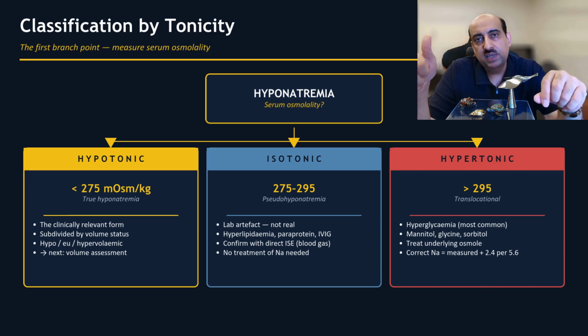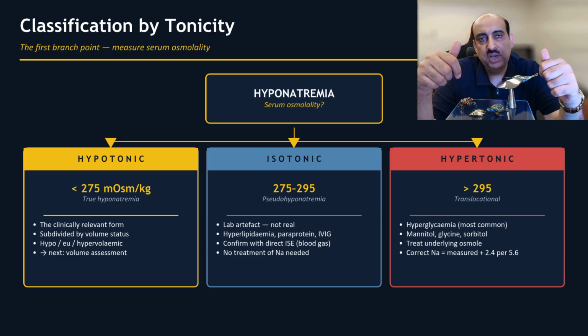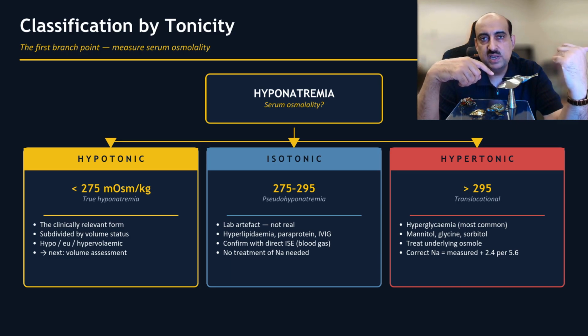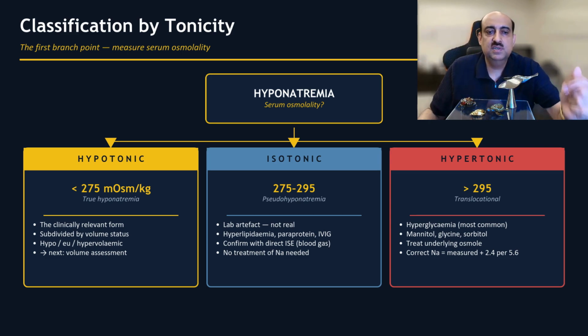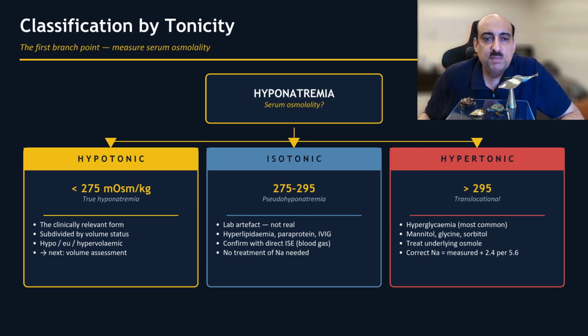The second one is isotonic hyponatremia with osmolality of 275 to 295, which we discussed in our previous slide, which is the pseudohyponatremia. And it is a lab artifact we have already discussed. The third one is hypertonic hyponatremia, which we are going to discuss in the subsequent slide. The most common example is hyperglycemia, and you treat the glucose and the sodium follows.